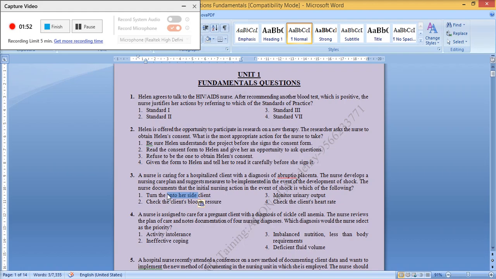4. A nurse is assigned to care for a pregnant client with a diagnosis of sickle cell anemia. The nurse reviews the plan of care and notes documentation of 4 nursing diagnoses. Which diagnosis would the nurse select as the priority? 1. Activity intolerance. 2. Ineffective coping. 3. Imbalanced nutrition less than body requirements. 4. Deficient fluid volume. Answer 4. Deficient fluid volume.